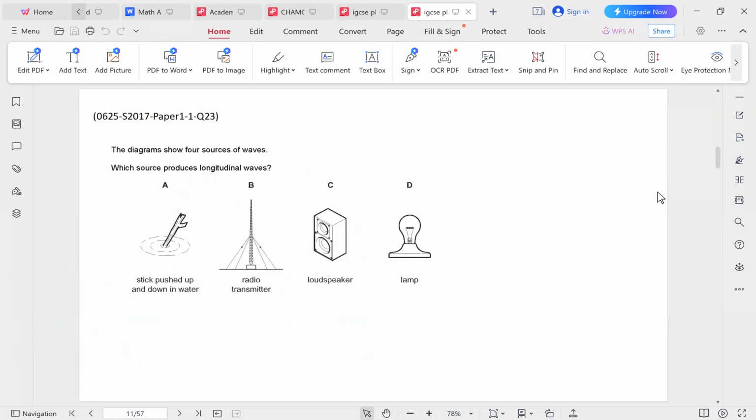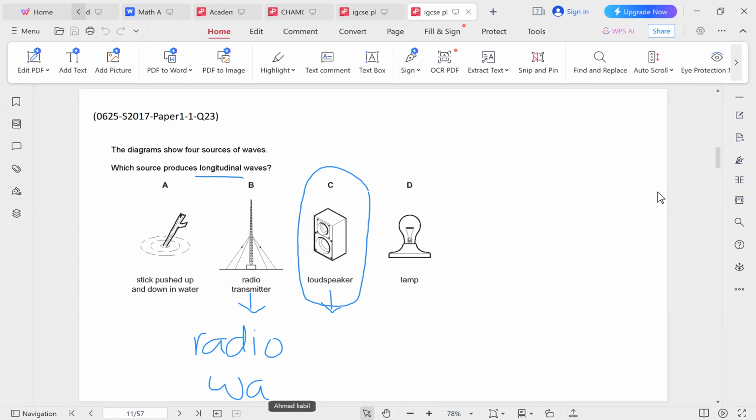The diagram shows 4 sources of waves. Which source produces longitudinal waves? Of course, longitudinal means sound waves, pretty much. So we're going to go with choice C, the loudspeaker. Again, do not confuse radio waves and sound waves. So a radio transmitter creates radio waves. I know we like to associate radios with sound, but radio waves are something completely different. They're electromagnetic waves, whereas a loudspeaker produces sound waves.